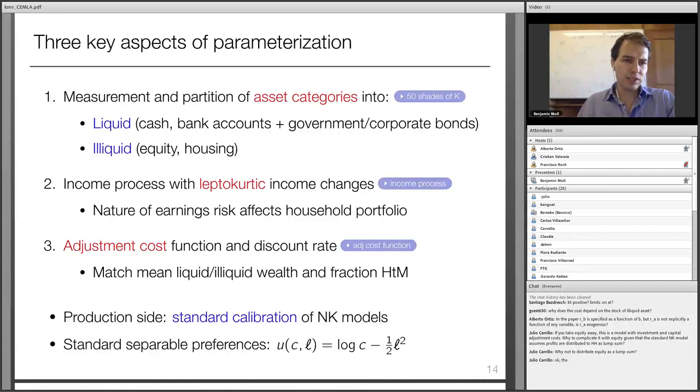Finally, on the production side, we really follow a standard calibration of a New Keynesian model. So for example, the Phillips curve parameters and so on, we take from there. In terms of preferences, we have standard preferences here with an intertemporal elasticity of substitution of 1, so log utility, and also a Frisch labor supply elasticity of 1, so this quadratic utility here. People who may have seen earlier versions of this paper, maybe no one, at some point we had GHH preferences because those help a bit with income effects at the micro level, but then people complained that we're not comparing apples with apples when we compare to the representative agent New Keynesian model, so we switched to separable preferences. Okay.